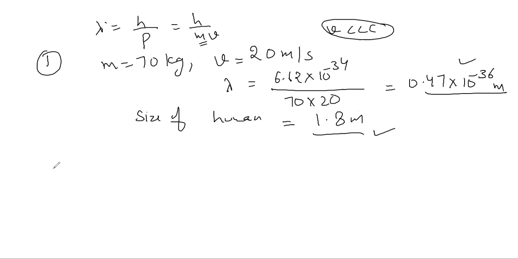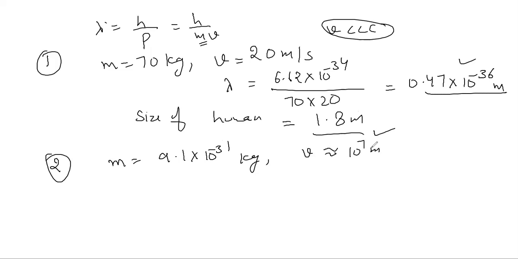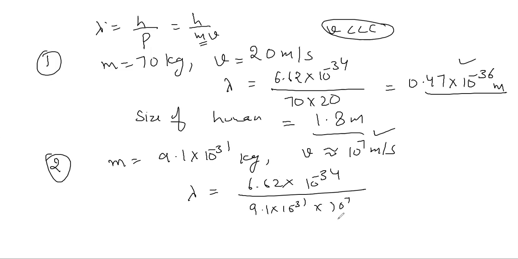Now take another case, which is an electron. If you talk about the electron, the mass of an electron is 9.1 × 10⁻³¹ kg. And inside an atom, an electron moves with a velocity of approximately 10⁷ meters per second. If you calculate the wavelength associated with this electron, you will get 6.626 × 10⁻³⁴ divided by 9.1 × 10⁻³¹ into 10⁷. This comes out to be 7.3 × 10⁻¹¹ meters.